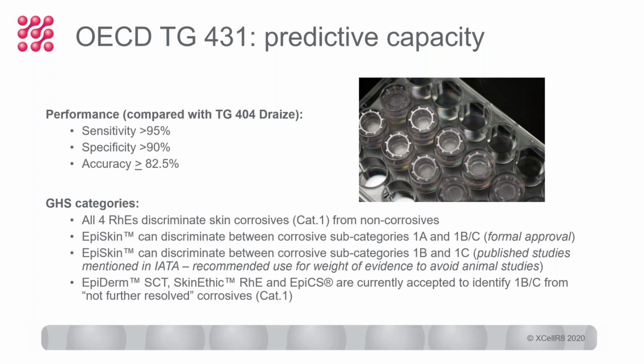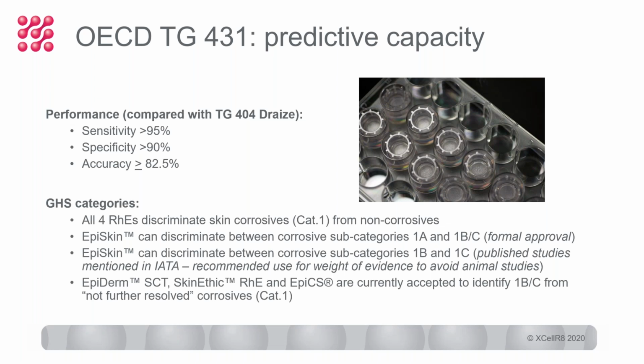So this is where it might seem a little confusing. So 1A versus 1B/C has formal approval, but if you want to discriminate between 1B and 1C, it doesn't have formal approval, but a lot of validation has been done to suggest that it does have the potential to do that. So there are published studies which are quoted in the IATA, which are very helpful to look at, and it's recommended that those are used for a weight of evidence in order to avoid the need for additional animal testing.